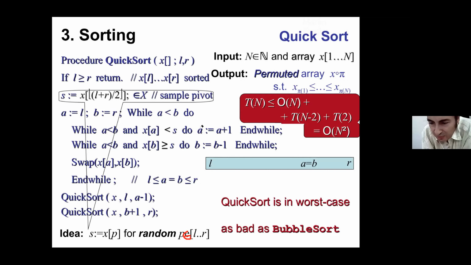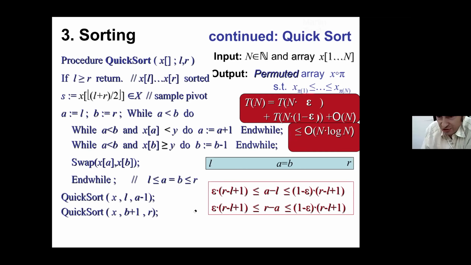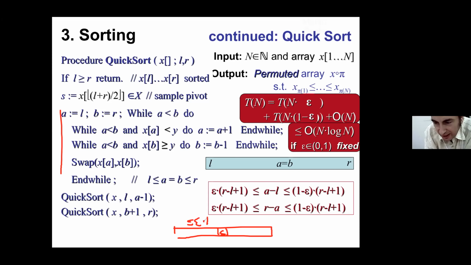We tried to fix this problem by saying, if I can choose my S so that after doing this code here I have at least epsilon times n on the left, and at least epsilon times n on the right, for some fixed epsilon between 0 and 1, then I can do better. So I can avoid that this S is too far left or too far right, at least an epsilon of the size of the array.